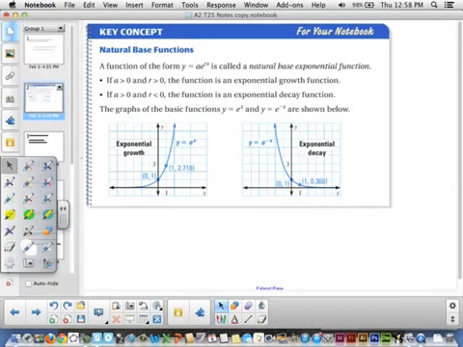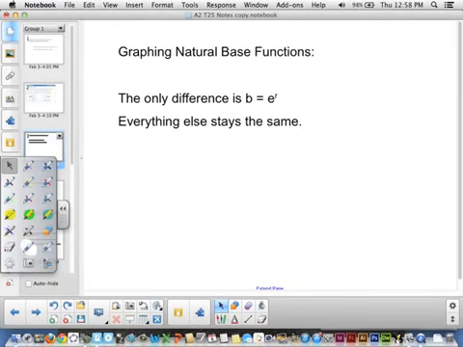So basically, if our base is e in the exponent problem, it's the same thing with the difference that now our base is e to the r. So that's what we're going to be multiplying by as we go left and right. E to the r instead of just the e. Everything else stays the same.